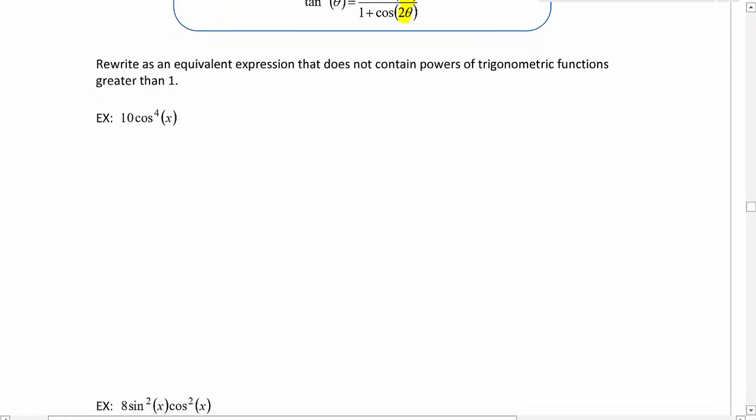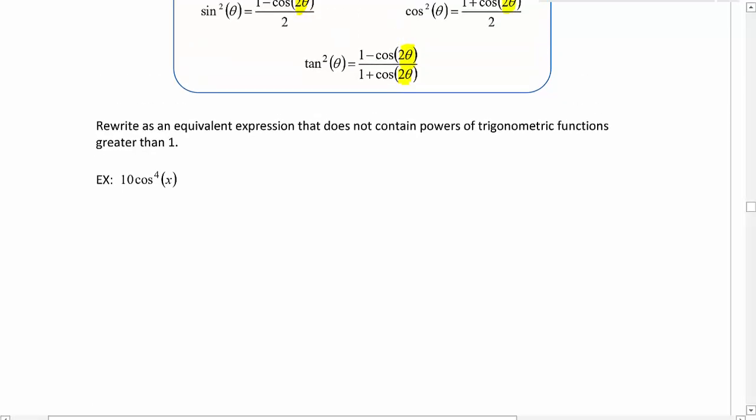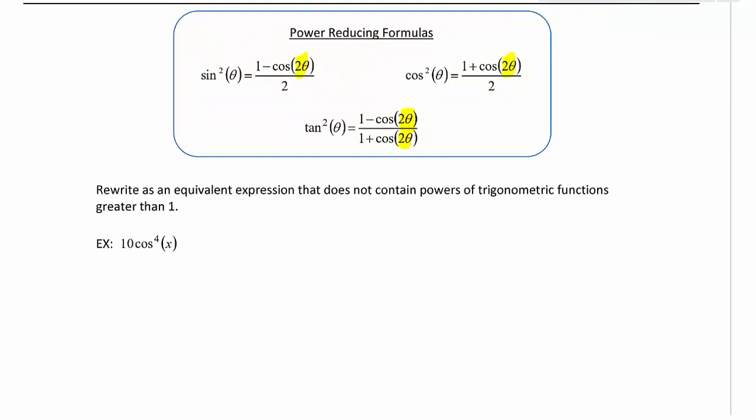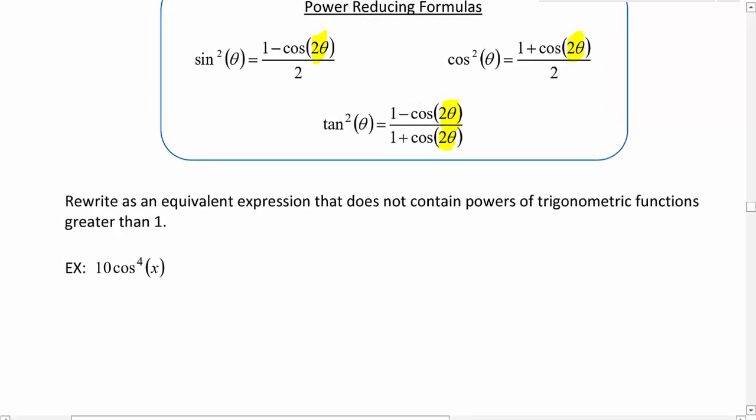And for me, I'm going to have directions like rewrite it. Rewrite as an equivalent expression that does not contain powers of trigonometric functions greater than 1. So we're going to use our power reducing formulas to end up with just cosine to the first. Well, you'll notice that our power reducing formulas are for cosine squared, not cosine to the fourth. So the first thing you want to do is think about cosine to the fourth differently.